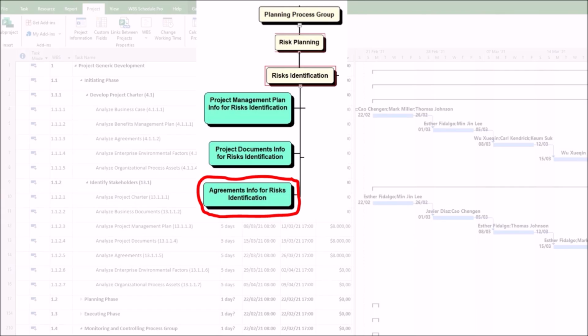In conclusion, to say that agreements are just another input undersells their significance. They are a concentrated source of legally binding, financially significant risks. Ignoring or superficially reviewing agreements during the identify risks process is one of the fastest ways to encounter major, unforeseen issues that can lead to disputes, financial loss, and project failure. A thorough analysis of all project agreements is a non-negotiable activity for effective risk identification.